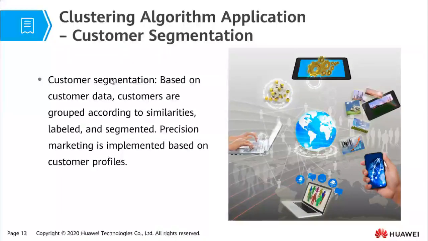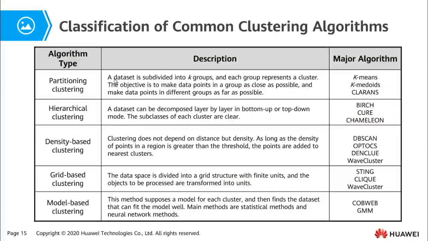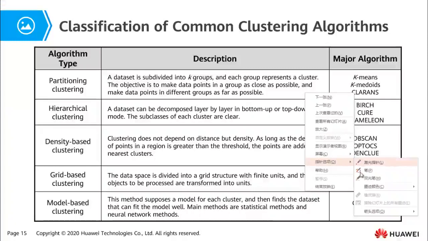services for different groups. In this course, we use clustering algorithms to find the center of each cluster so that the sum of the distances from the center to each sample point in the cluster is the shortest. Clustering algorithms are classified in the following dimensions. For partitioning clustering, a sample set is divided into k clusters in advance. The more similar the points in each cluster, the better. Typical algorithms include k-means and k-medoids.